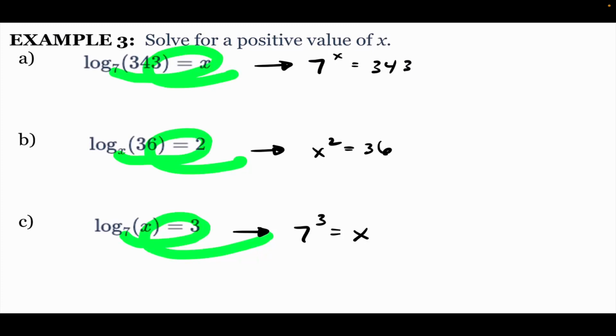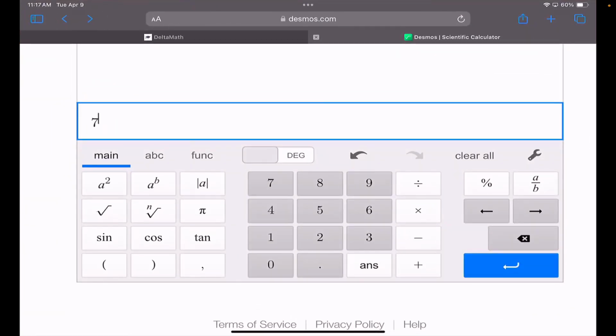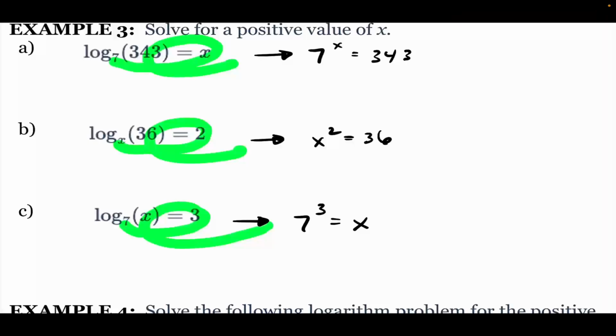Finish the rest. 7 to what power makes 343? Well, let's see. 7 to the first power makes 7. 7 to the second power makes 49. 7 to the third power makes 343. So the missing power is 3.